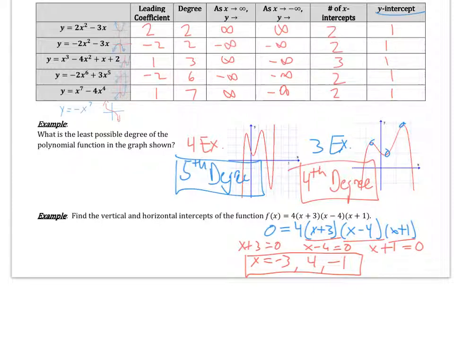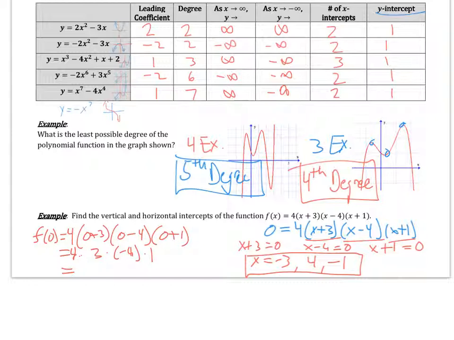Now we want to figure out our y-intercept, and our y-intercept happens when x is 0. So we need to take our function and find f of 0, which is 4 times 0 plus 3 times 0 minus 4 times 0 plus 1. That gives us 4 times 3 times negative 4 times 1, which is negative 48. So our y-intercept is at negative 48, and our x-intercepts are these 3 different places.